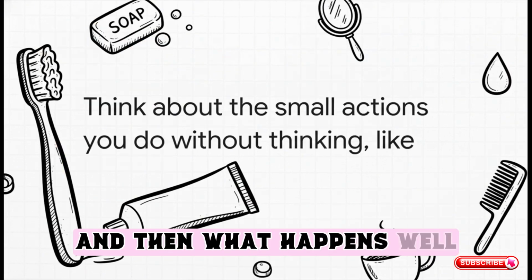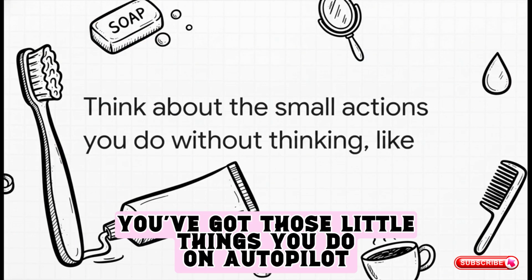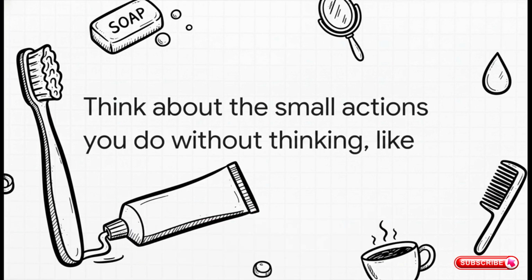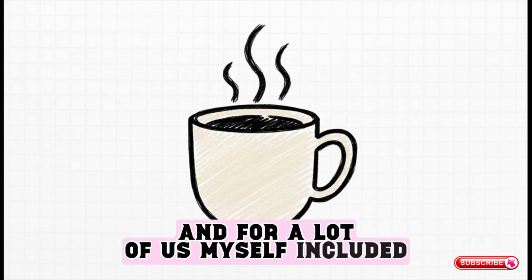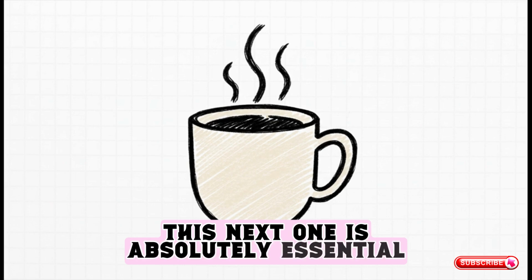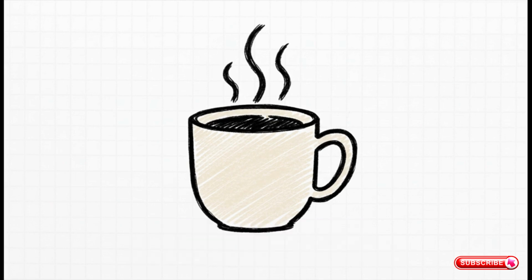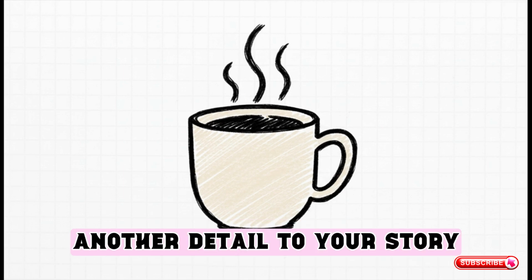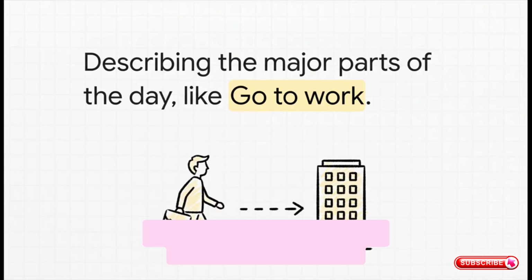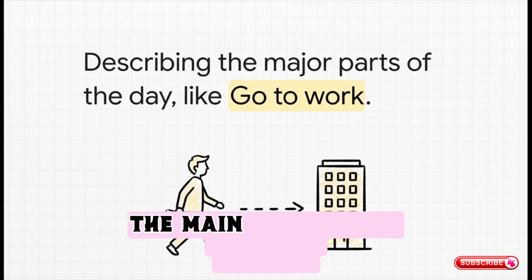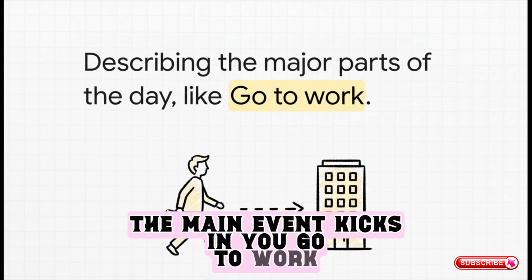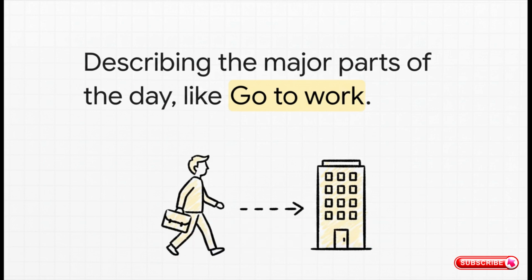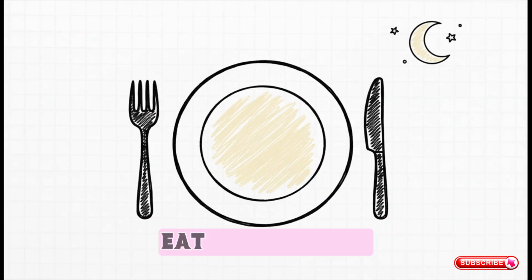And then what happens? Well, you've got those little things you do on autopilot, stuff like brush my teeth or wash my face. We don't even have to think about them. And for a lot of us, myself included, this next one is absolutely essential. Make coffee. See how each little phrase adds another layer, another detail to your story? So, after you're all set in the morning, for a lot of people, the main event kicks in. You go to work. It's these simple phrases that really anchor the big parts of our day. And maybe we end the day with something like, eat dinner.